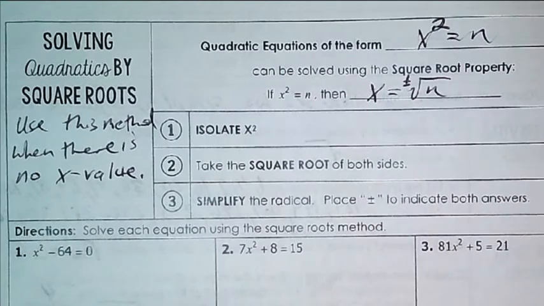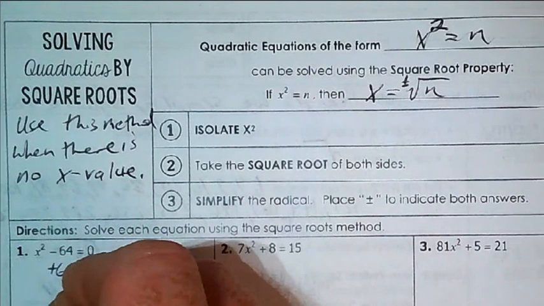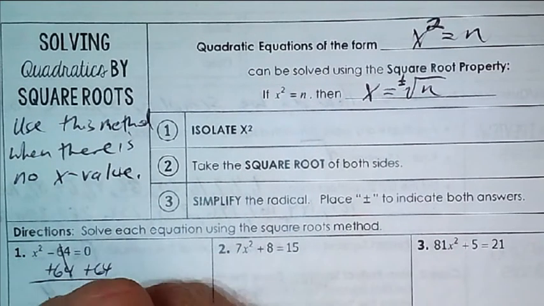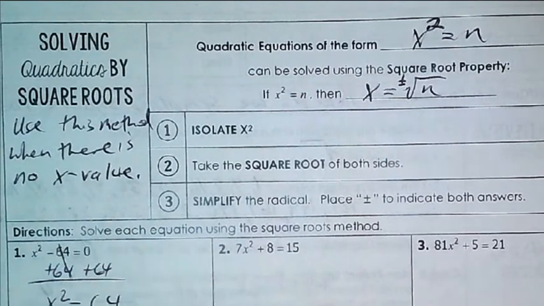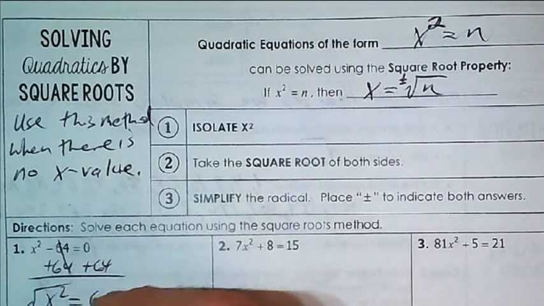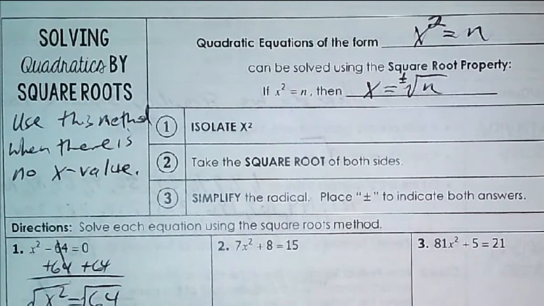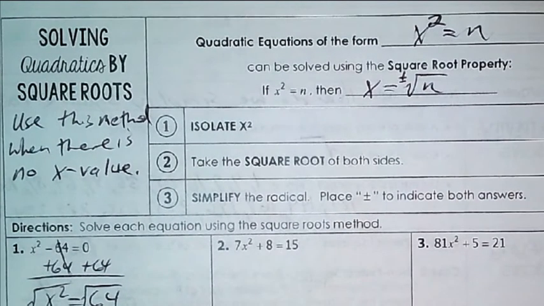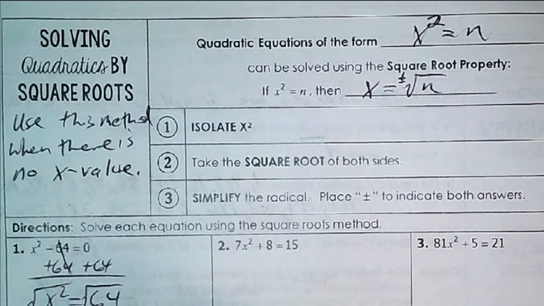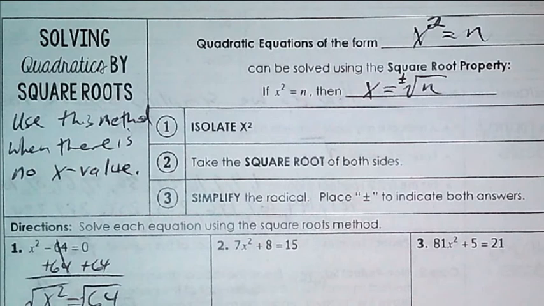Okay, so add the 64. Yes, add 64 to both sides. x squared equals 64. Now, once I've got the x squared by itself, take the square root of both sides. So x equals the square root of 64. So, plus minus, not the square root of 8. I'm glad you said that. It's just 8. When you take the square root of a perfect square, the square root symbol goes away, guys.